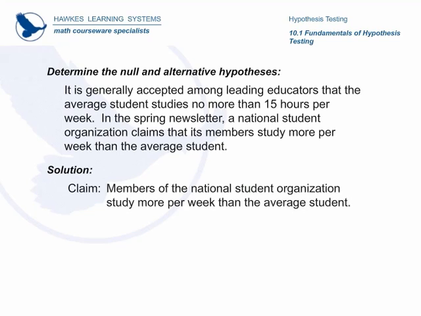The claim is that members of the National Student Organization study more per week than the average student. Remember, we've stated that the average student studies no more than 15 hours per week. So our mean, or the average, of the population, mu, is greater than 15. And the mathematical opposite is that mu, or the mean, is less than or equal to 15 hours per week.